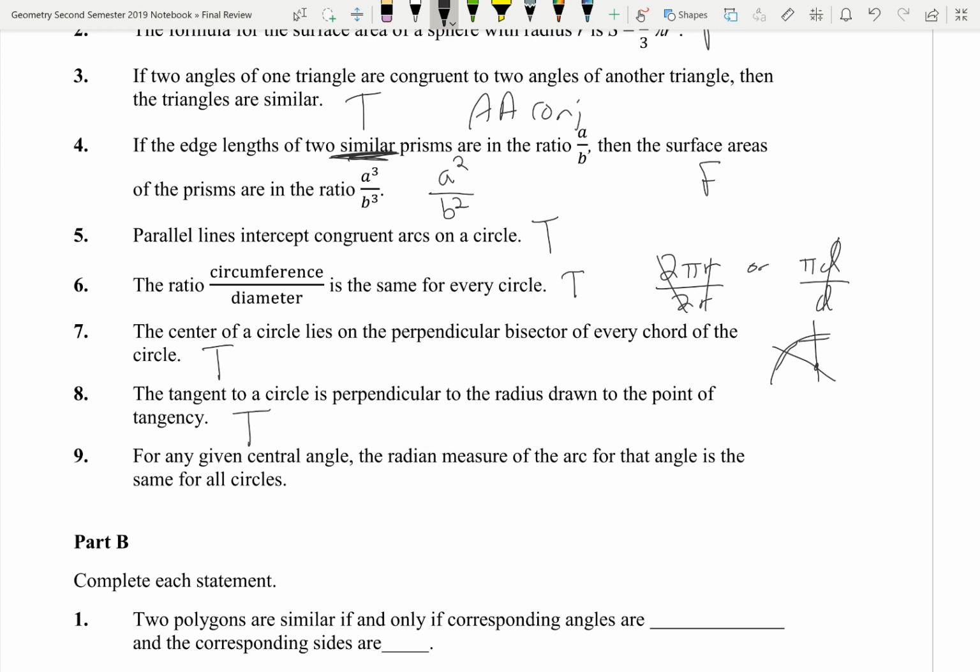For any given central angle, the radian measure for the arc of that angle is the same for all circles. That is true, because the radian measure is x over 360 times 2 pi r, over r. So the arc length divided by the radius. Notice how the radius cancels, and so really the only thing it depends on is the central angle. So if the central angle is the same, the radian measure is the same.